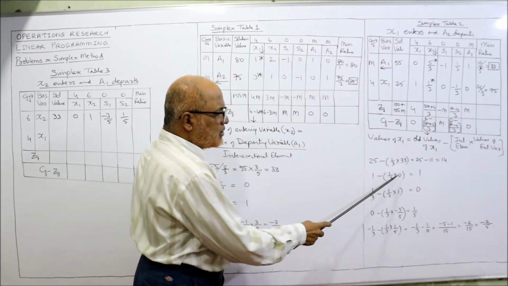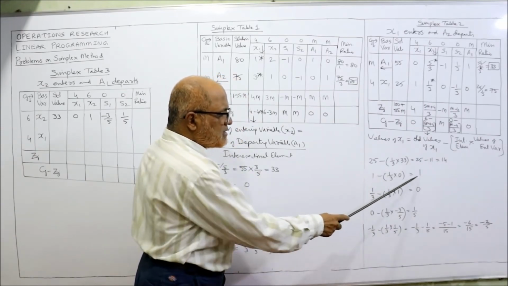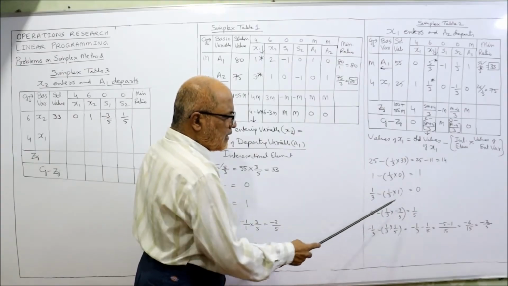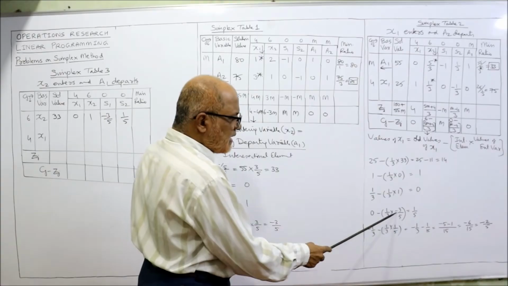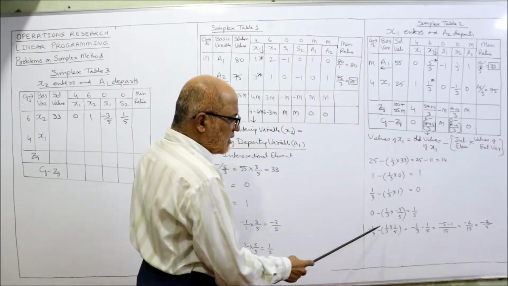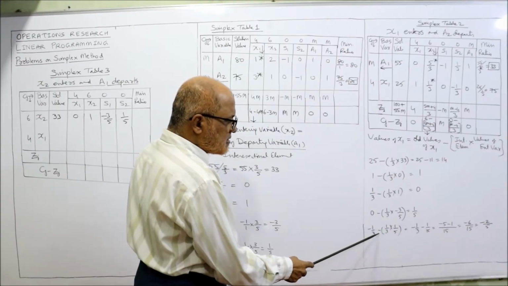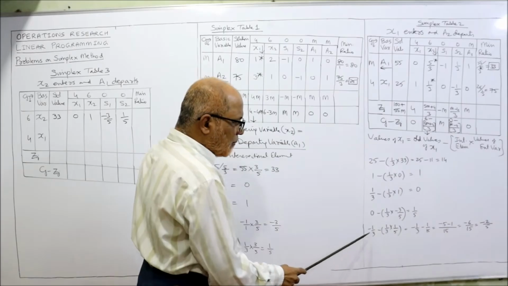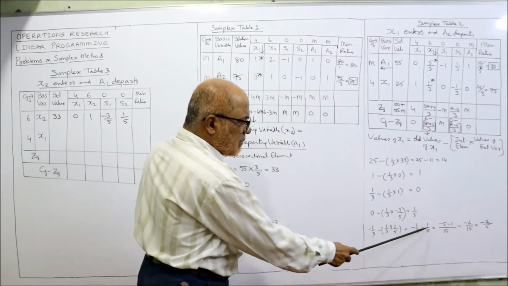Similarly, 1 by 3 into 0 will be 0. So 1 minus 0, 1. 1 by 3 minus 1 by 3 is 0. So 0 minus into minus will become plus. 3 will get cancelled. 1 by 5 remains. So minus 1 by 3 into 1 by 5 is 1 by 15. So minus 1 by 3 minus 1 by 15.